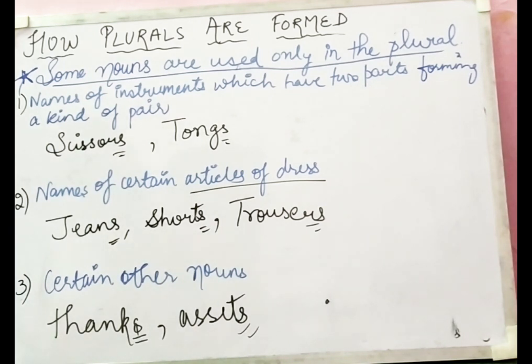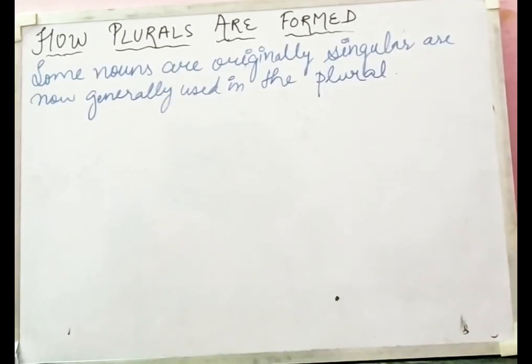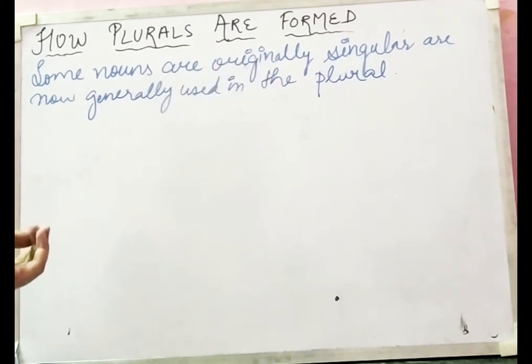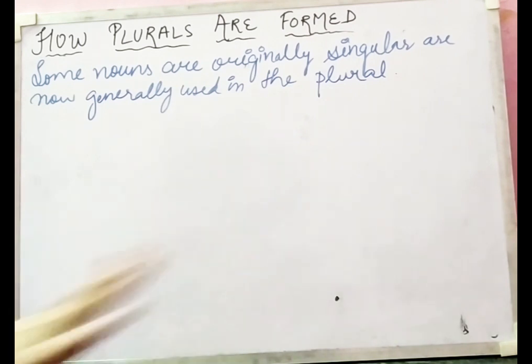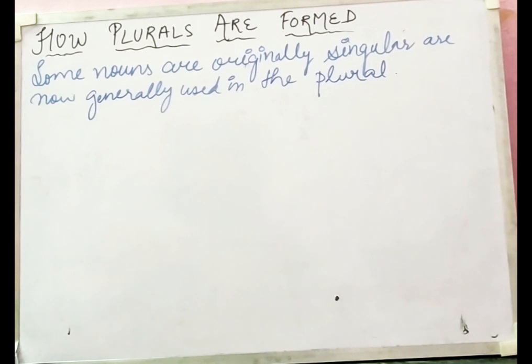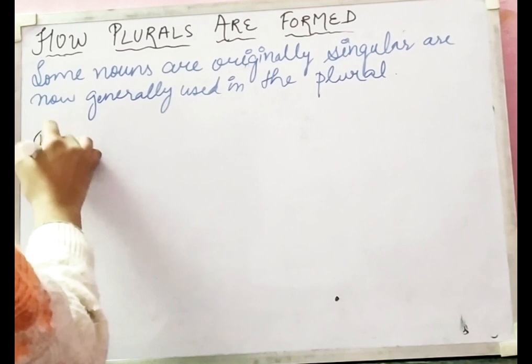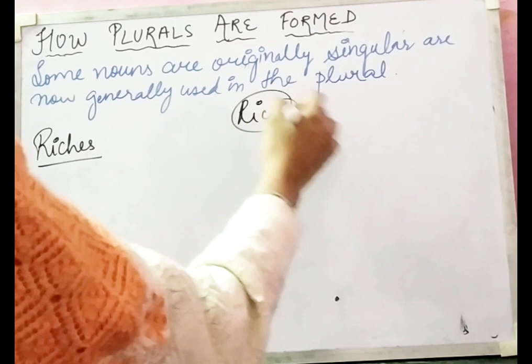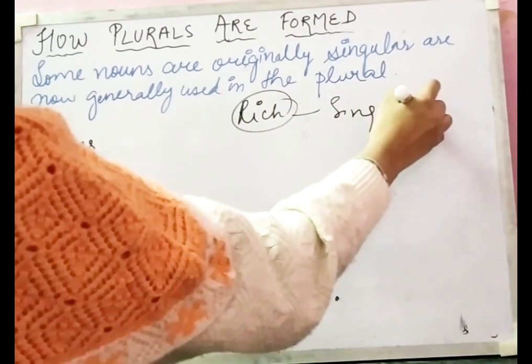Okay, then we are moving forward to the other concept. This is saying that some nouns are originally singular, but they are used in plural also, like alms, eves, riches. If I want to understand, I will take one easier example, that is riches. You all know that rich is singular.